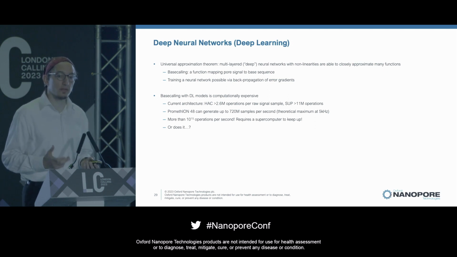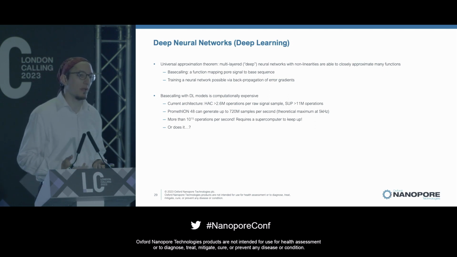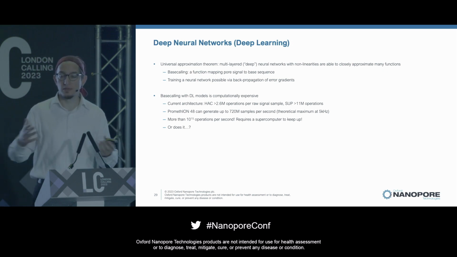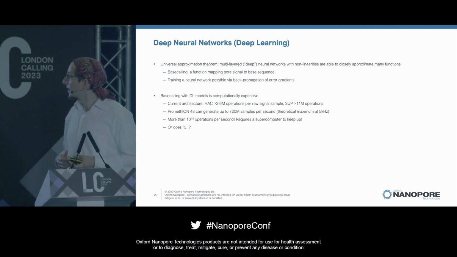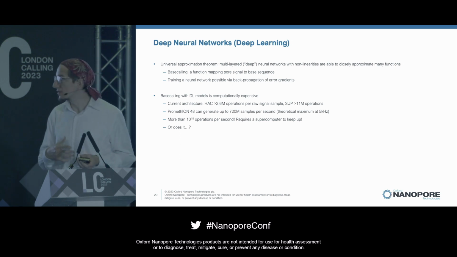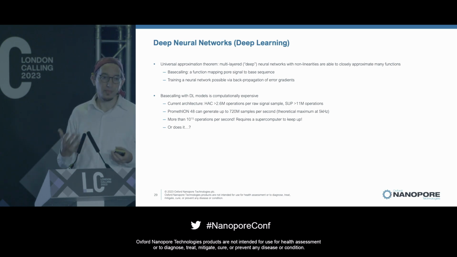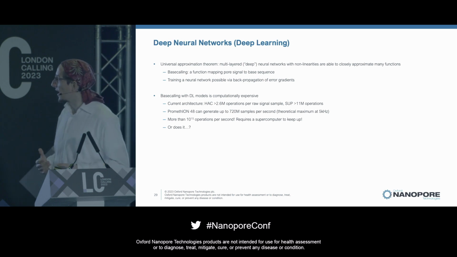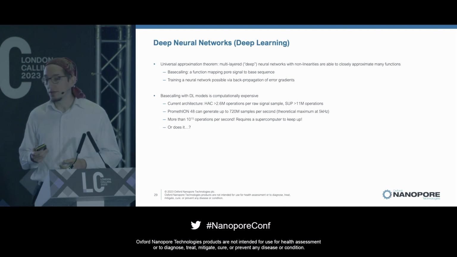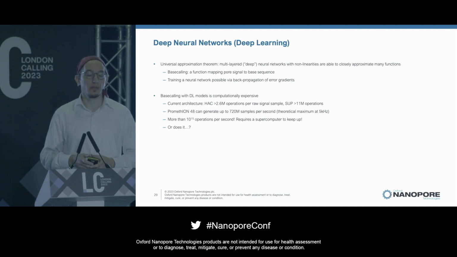This works because of something called the universal approximation theorem, where it is possible that a deep multi-layered neural network can learn almost any function that is useful and learn to approximate it to a high accuracy. The drawback of this is that these machine learning models are computationally really expensive.